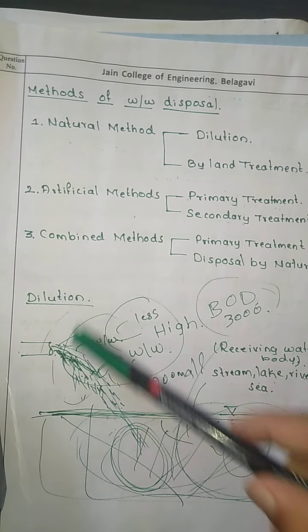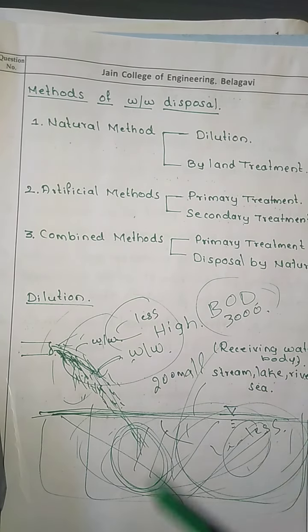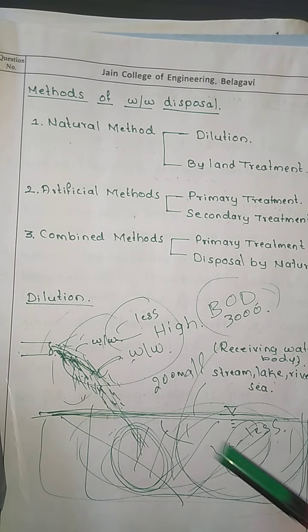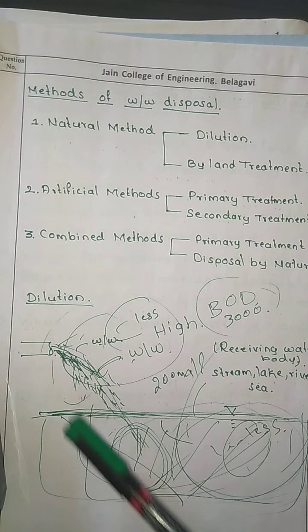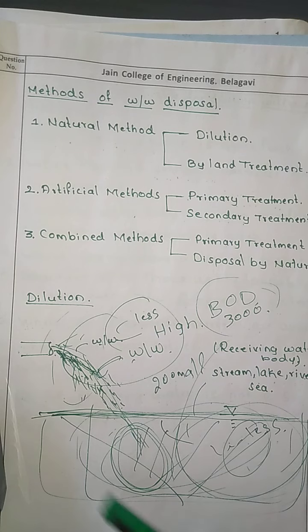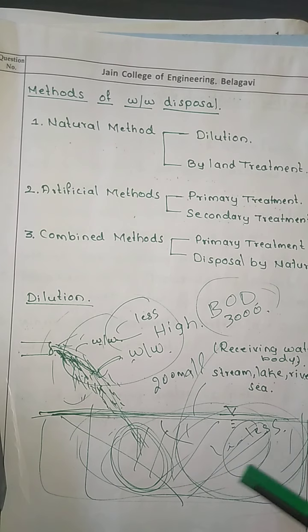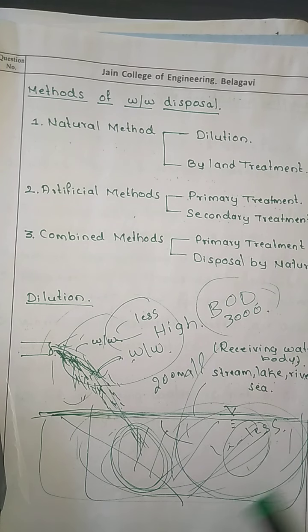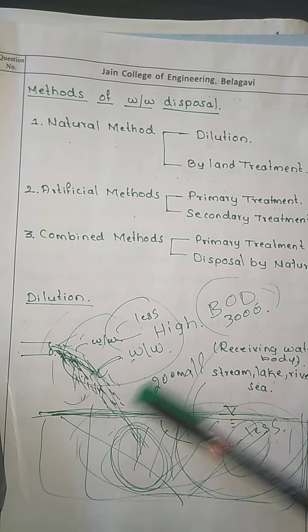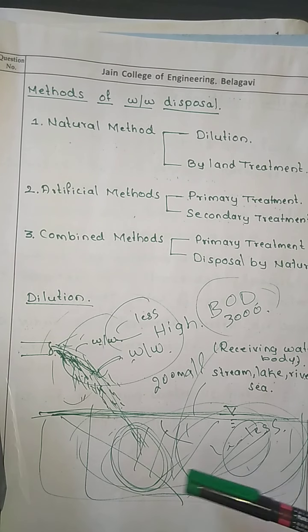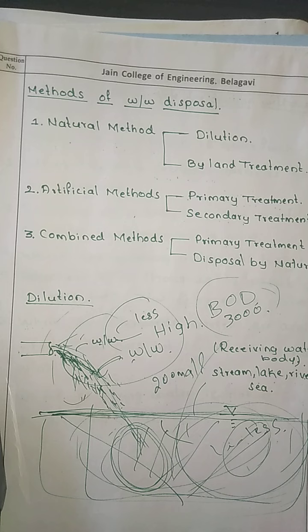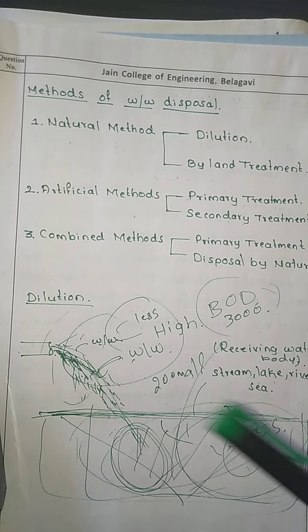You are reducing the concentration of this wastewater and then you dispose of it. In order to dispose of this wastewater, you are going to dispose it to the receiving water body. So after this wastewater is received into the receiving water body, in the mixture of the wastewater and the receiving water body, the concentration of the wastewater is going to get reduced.